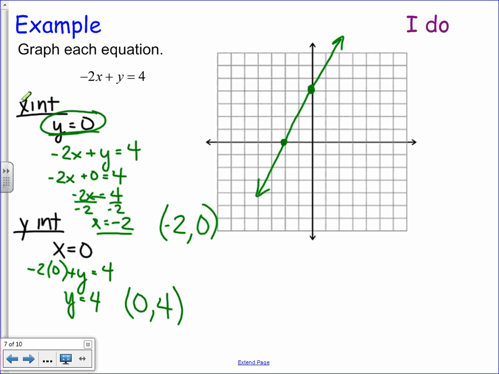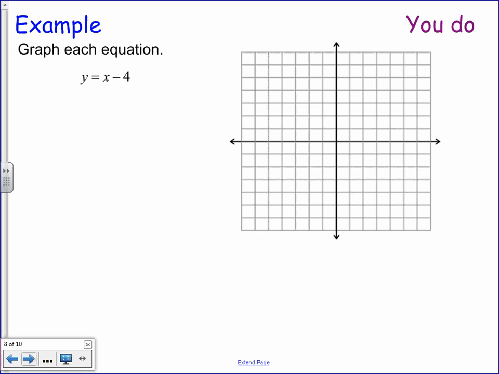Okay, so just to recap, to graph an equation, you need to find your x-intercept and your y-intercept. To find your x-intercept, you have to say y equals 0. To find your y-intercept, you set x equal to 0. You get these 2 points here. You plot them on your graph here, and you connect the 2 dots. You should get a line. All right, you do this one. Try your best and replay me when you're ready for the answer.